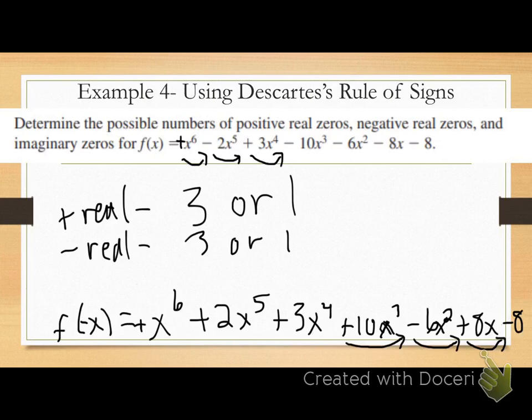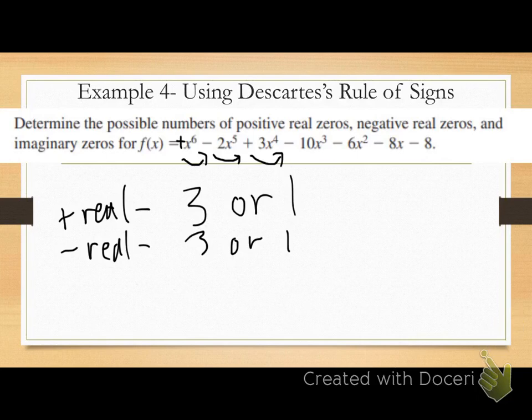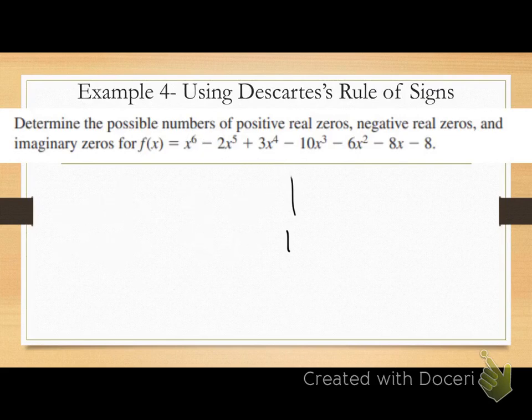Now notice it says imaginary zeros as well. So here's what we're going to do. We're going to create a chart that lists all the possible outcomes of positive real zeros, negative real zeros, and imaginary zeros. Now if you remember from our fundamental theorem of algebra yesterday, the total number of zeros that this polynomial has is 6, because that's the degree of my polynomial. So I need to keep that in mind as I'm creating my chart as well.